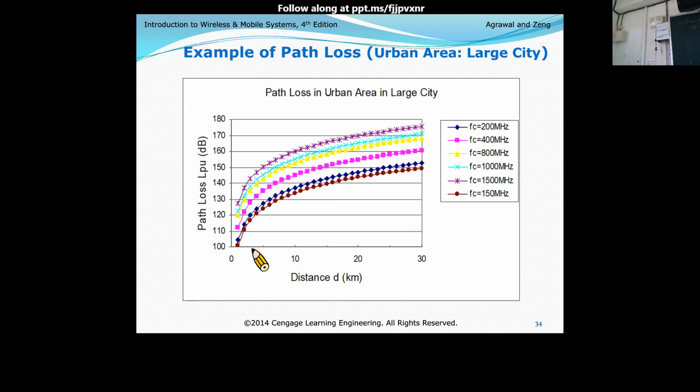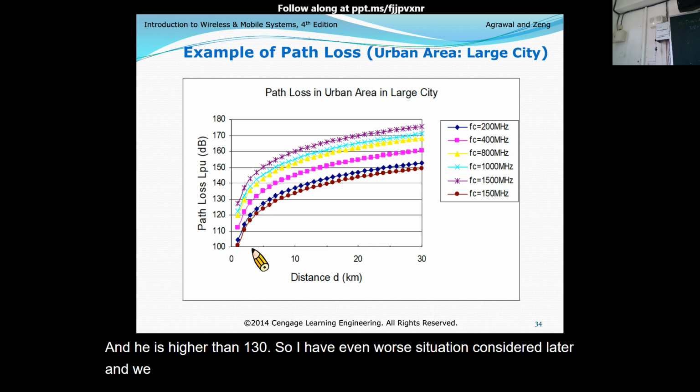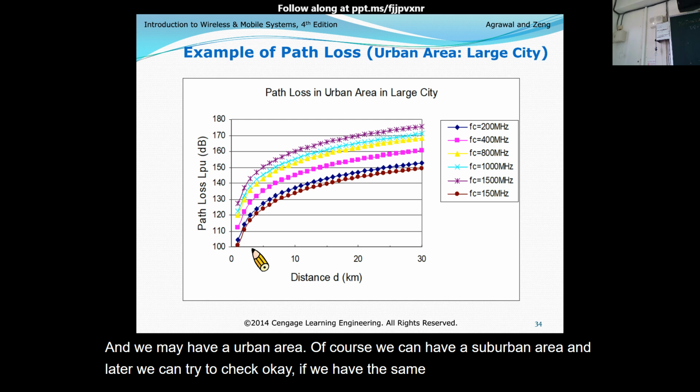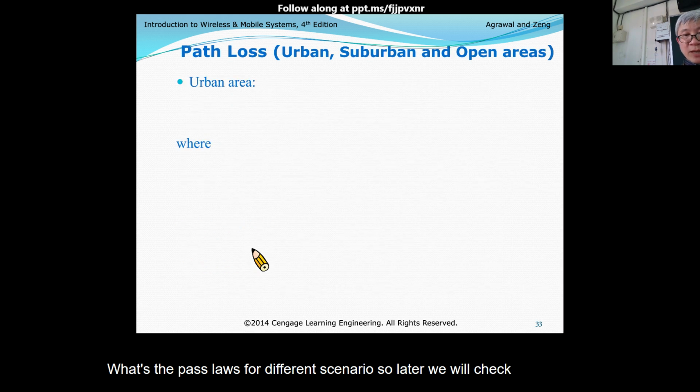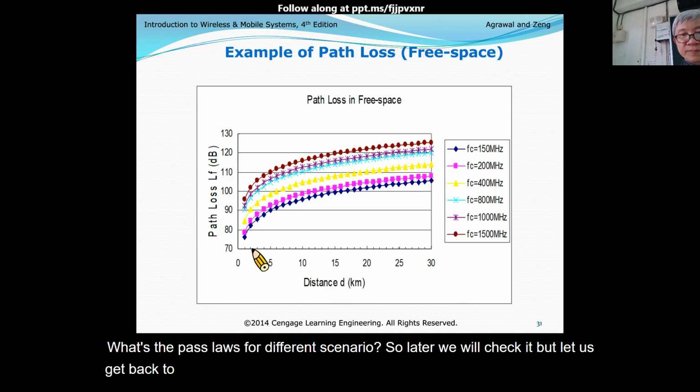So urban area, at least higher than 130. So we will have an even worse situation considered later. And we may have an urban area. Of course, we can have a suburban area. And later we can check, if we have the same one, what's the path loss for different scenarios? So later we will check it, but let us get back to this one first.